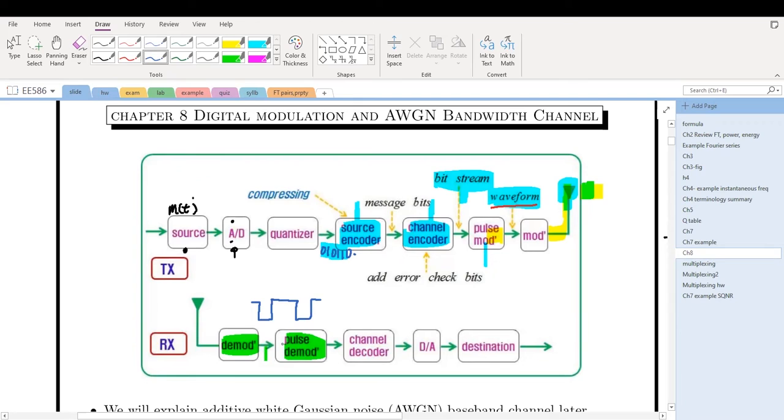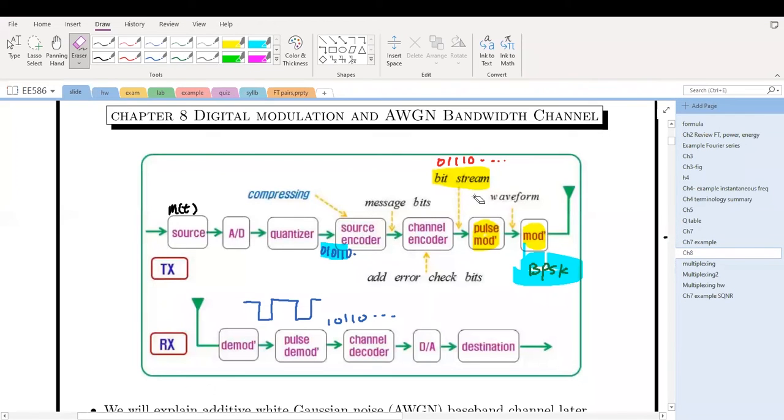Here we receive those pulses ideally, and we need to perform pulse demodulation. We map these pulses into digital bits. So this is 1 0 1 1 0, and so on. And then if we performed channel encoding, we need to perform channel decoding. And then we need to perform digital to analog conversion, and the signal goes to the destination.